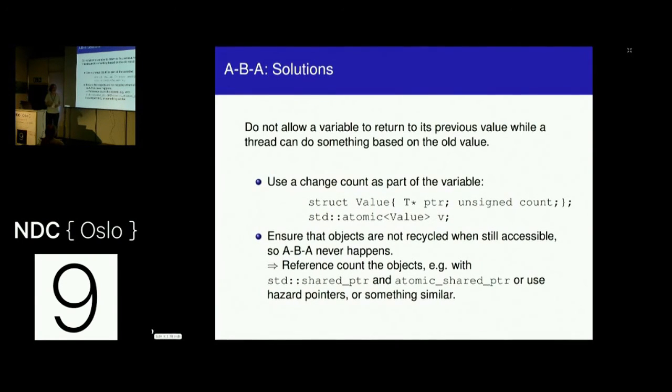Quick solution is to use a struct. So we stick in a count value, you increment your count every time, and you know that it might have the same pointer value, but it's got a different count value, so that's okay. We can spot that the difference is there.